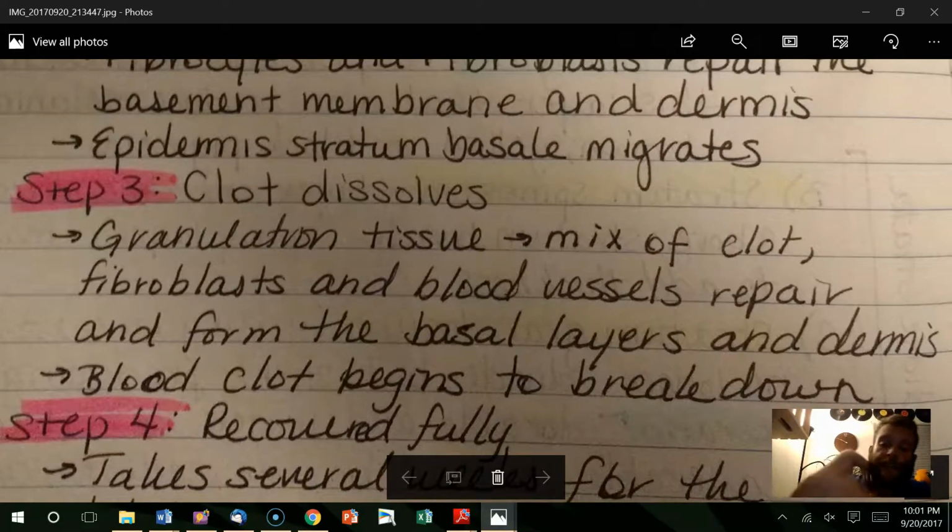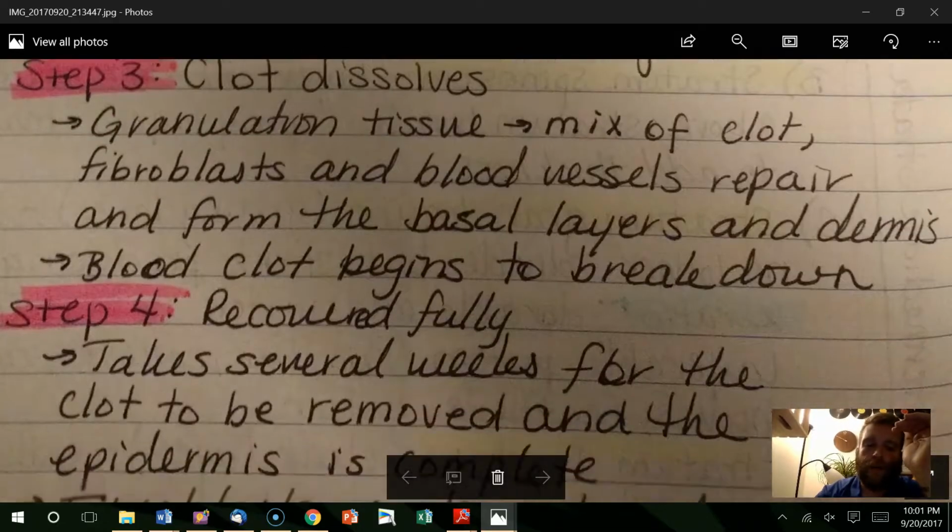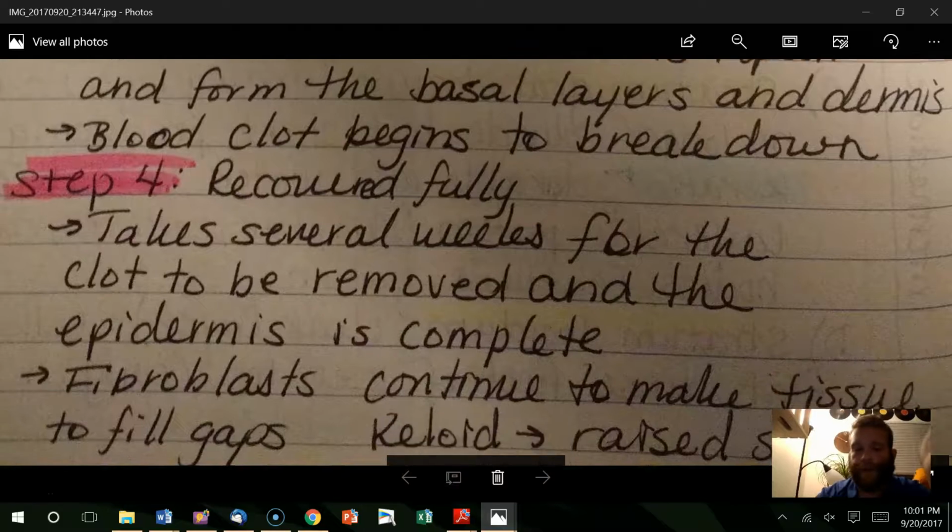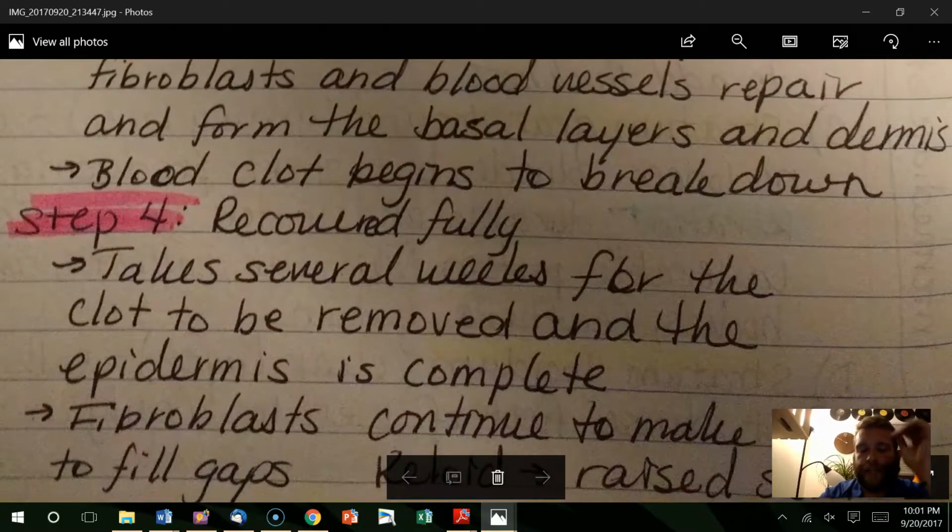So as it reaches the top, right, your scab starts to slough off, right? The blood clot goes with it. Okay, and you're just left with fibers, epidermis tissue, and dermal tissue. Okay? So as that clot dissolves, eventually we're going to reach step 4, which is our full recovery. And so this full recovery takes several weeks for the clot to be removed. It can take up to 4 to 6 weeks for even just a simple cut to heal itself completely. Right? And again, that takes time depending upon who you are and how old you are.